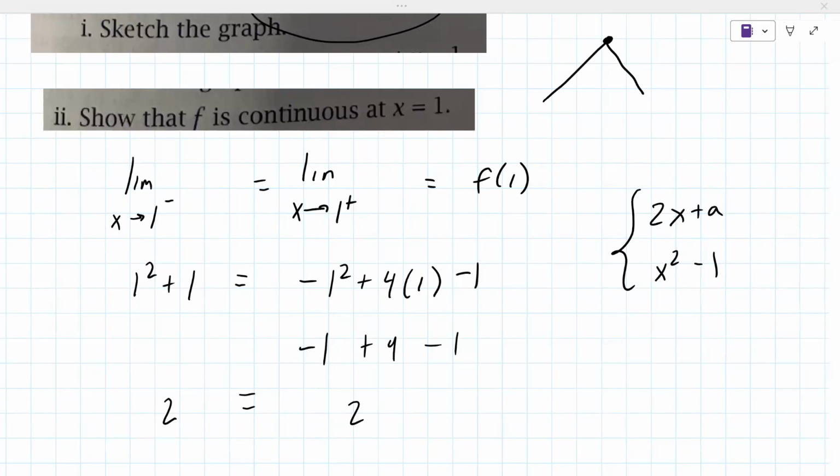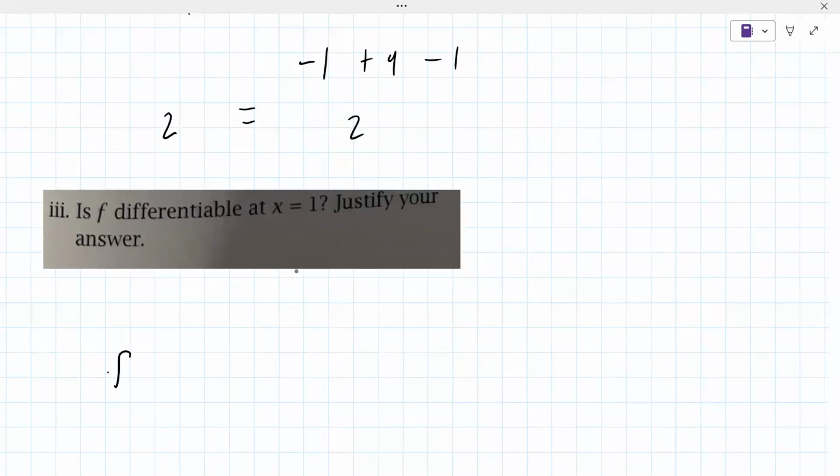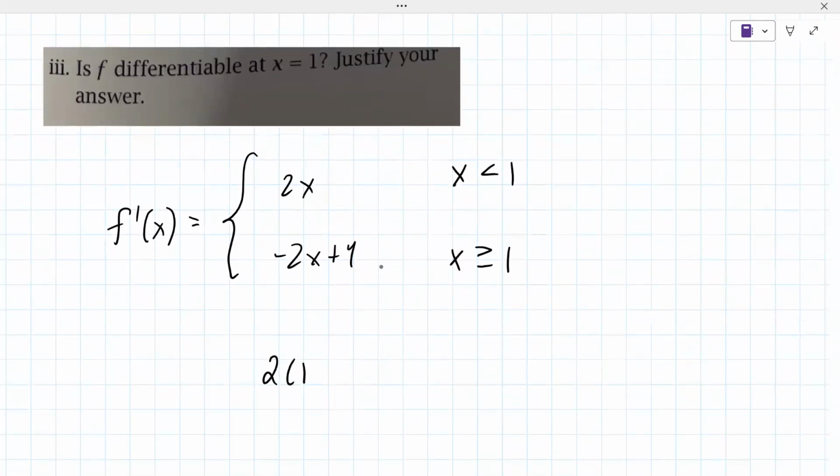So for it to be differentiable, that means the derivative from the left has to be the same as the derivative from the right. You can actually take the derivative of a piecewise function. You just take the derivative of each one, 2x and 2x plus 4. And then you do the same thing. Are these the same? Yes, they are. So it is differentiable at 1.